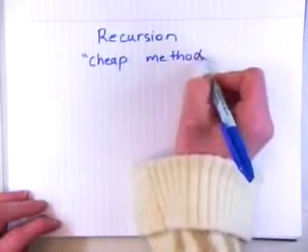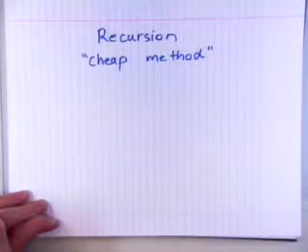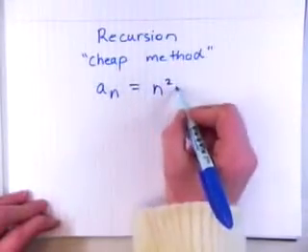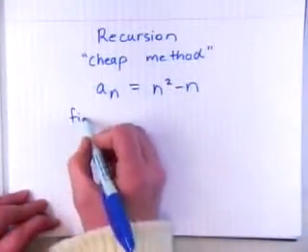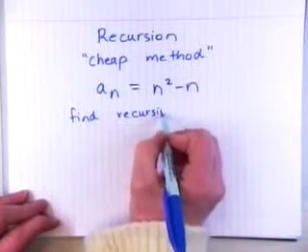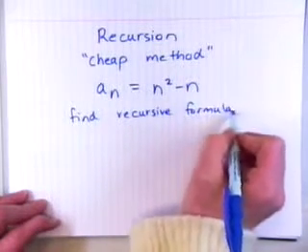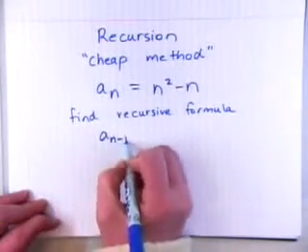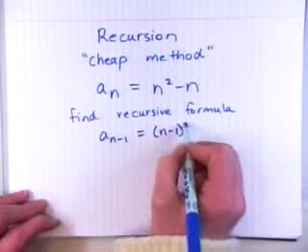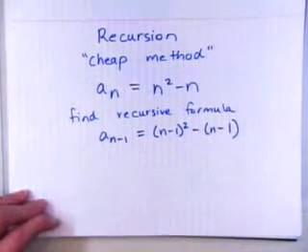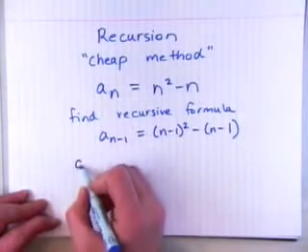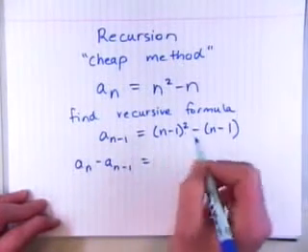I call this the cheat method because it always works and it doesn't require you finding a pattern in the closed form that you've seen. So for example, if I have something like a sub n is n squared minus n, and I need to find a recursive formula, then the cheat method is this. You use the formula to find the previous term. Then you subtract the 2 equations, the left-hand sides and the right-hand sides. So you get a sub n minus 1 equals whatever the stuff is on the right.